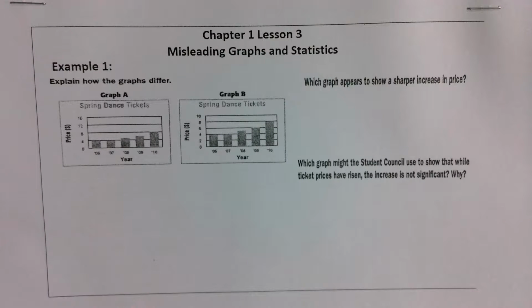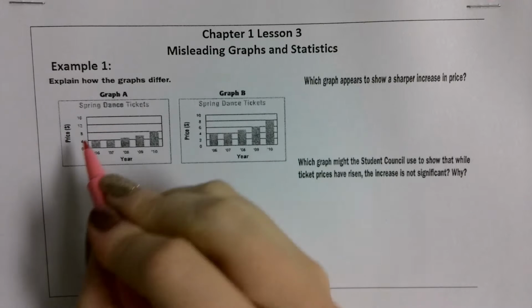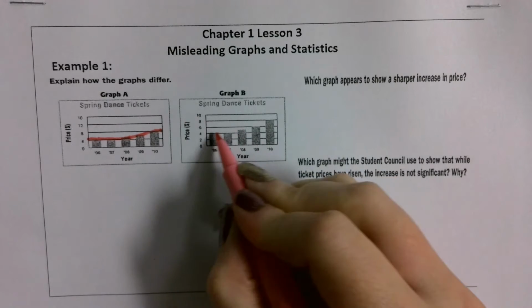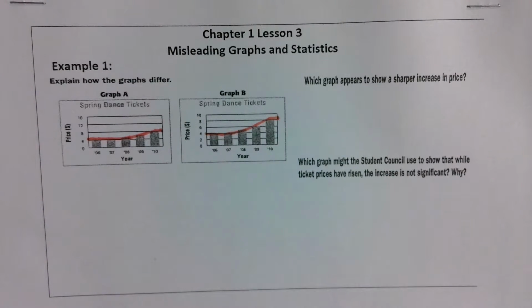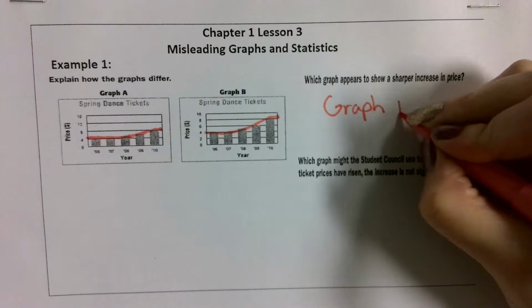Again, talking about misleading information, misleading graphs, we're focusing on the things that can make information misleading. If you weren't to look at the numbers and you were just to look at the graph itself, do they look the same? No. In fact, one of them looks like it has a steeper rise than the other, right? If you were to say, which one of these graphs has a sharper increase in the price, would you say it's graph A or graph B? Graph B, right? Graph B looks like it has a greater rise occurring.